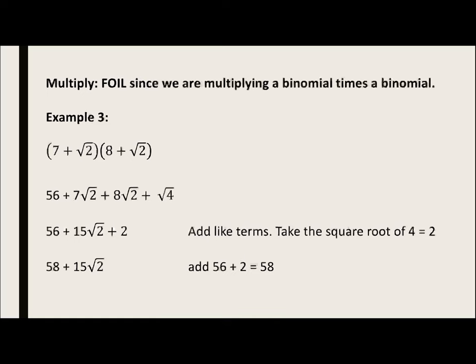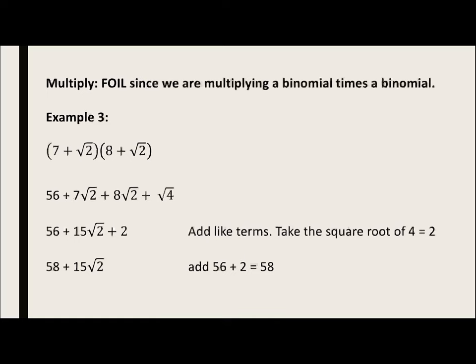Multiply, FOIL, since we are multiplying a binomial times a binomial. Example 3. 7 plus the square root of 2 times 8 plus the square root of 2. Remember, don't add those things together. They're not like terms.